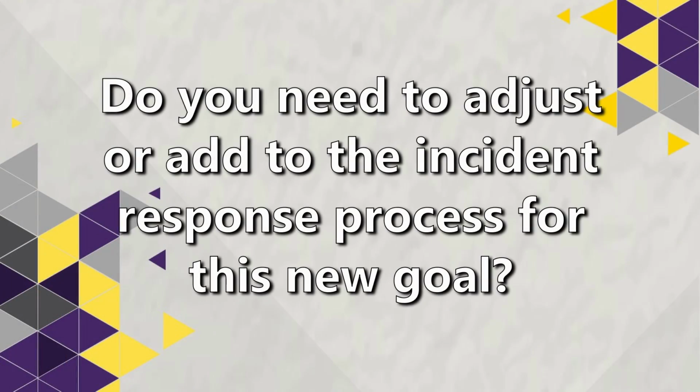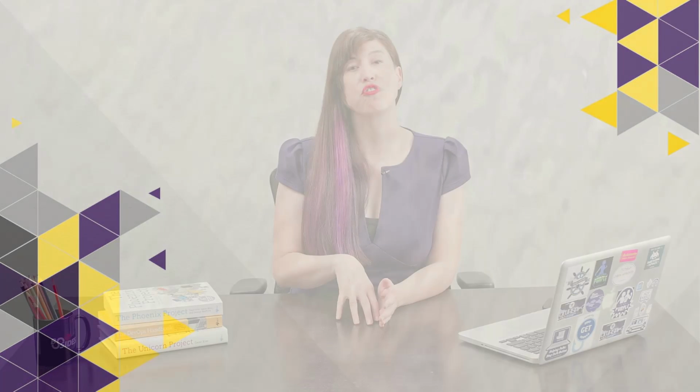Number 12, do you need to adjust or add to your incident response process for this new goal? Or do you need to inform the incident response team about anything that you are changing? It's really important that if anything applies to what they do or might trigger an incident, you definitely let them know, because we don't want to waste anyone's time or accidentally trigger a real life security incident. It's not a good way to make friends.